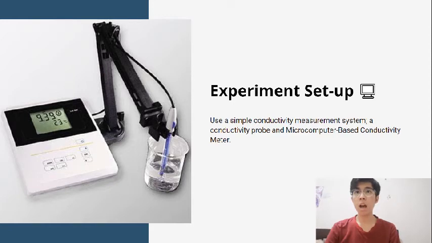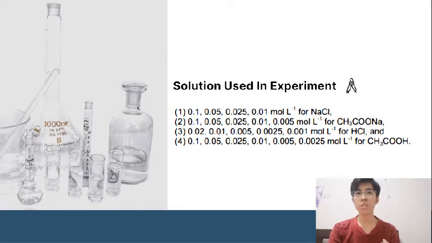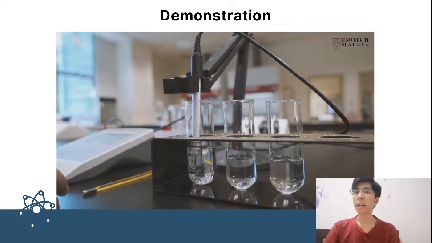In this experiment, a simple measurement system is set up. A conductivity probe and a microcomputer-based conductivity meter are used for the setup of the system. Four solutions with different concentrations are prepared: sodium chloride, sodium acetate, hydrochloric acid, and acetic acid. How we conduct the experiment is we put the conductivity probe into the solution to measure its conductivity.